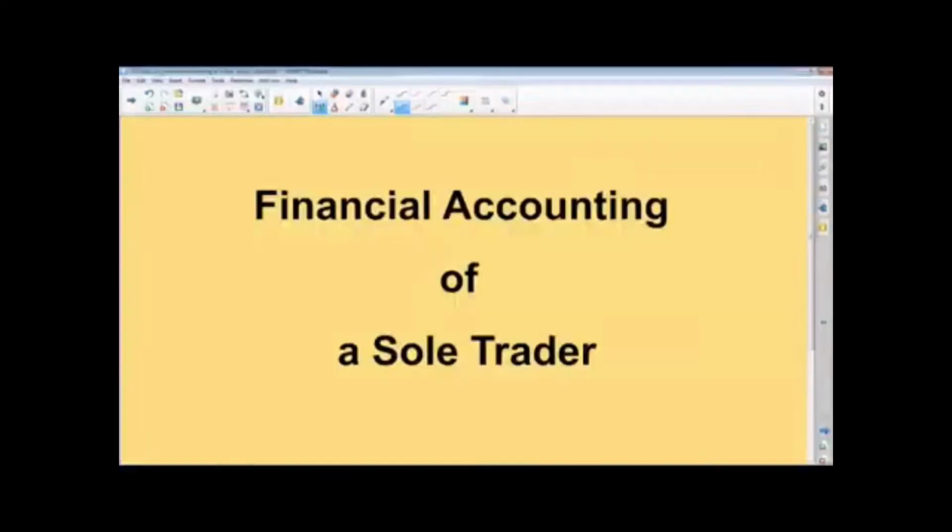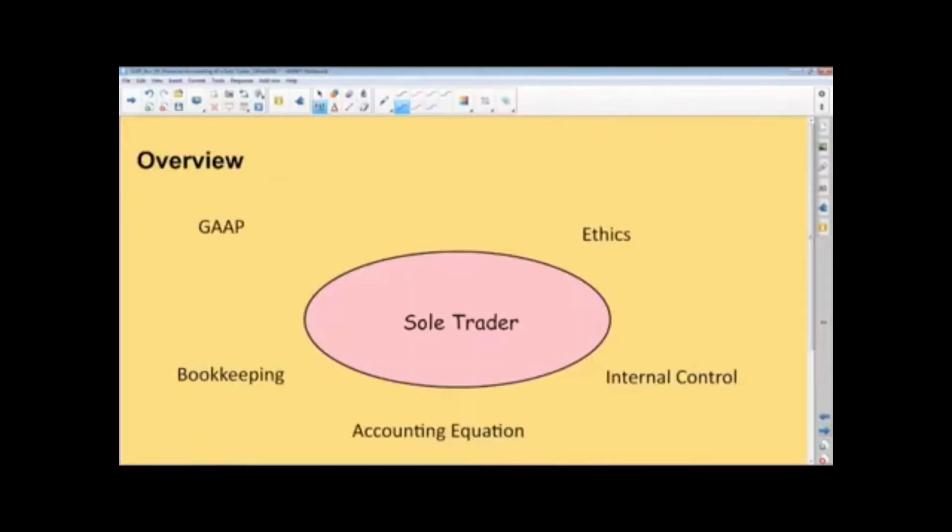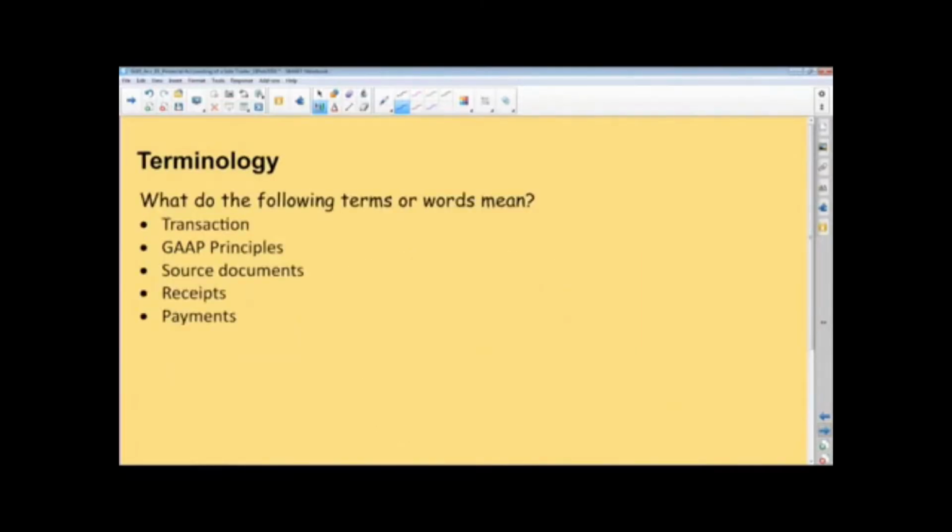But let's go and look at the overview of what we are doing today. We will look at the GAAP principles today. We're going to look at the ethical thing to do when you compile your accounting records. We're going to look at the internal control. So internal control, how do you control your assets and especially your trading stock and money within a sole trader. We're going to look at the bookkeeping of the sole trader today, and we're going to look at the accounting equation. So let's start with the terminology you need to know.